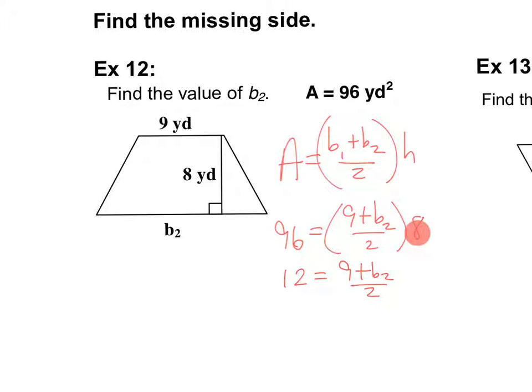So what do we do next? That's right, you should multiply by 2 next. You'll get 24 equals 9 plus B2. And then you're going to subtract 9, and you're going to get your answer of 15. And that is the other base that you needed.